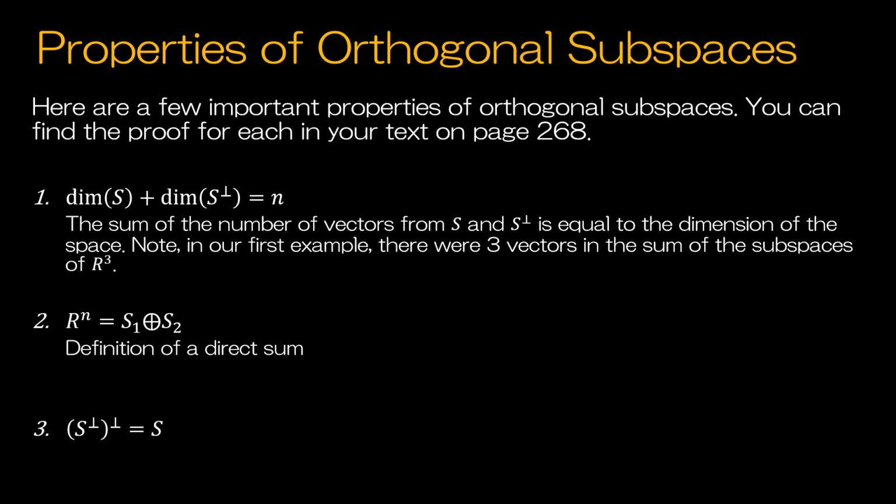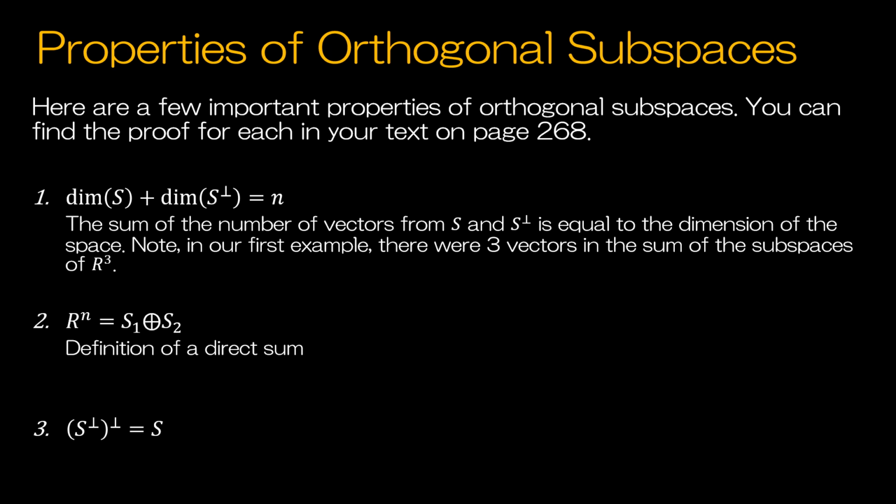So first, the dimension of S plus the dimension of S perp is equal to n. We just found this in our two examples that we just went through. Our first example was from R3, and S had two vectors and S perp had one vector, and that was a total of 3. And in our last example, we were dealing with R4, and S had two vectors and S perp had two vectors. And so again, that totaled R4.